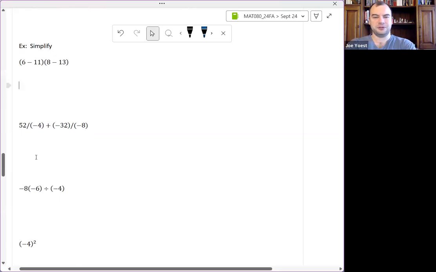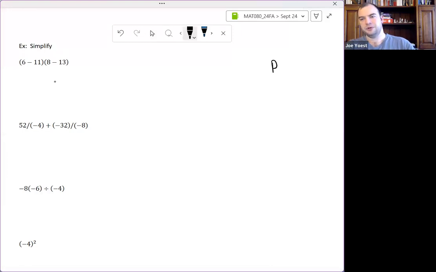Okay, what if we want to simplify some problems, some expressions? What if I have something like this? Well, again, remember, we do parentheses, then exponents, then multiplication and division left to right, then addition and subtraction left to right. Do I have parentheses? Yes, I do. I have two sets of parentheses. Let me simplify each of those first.